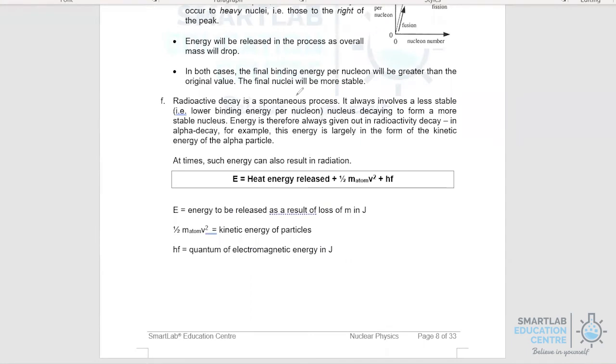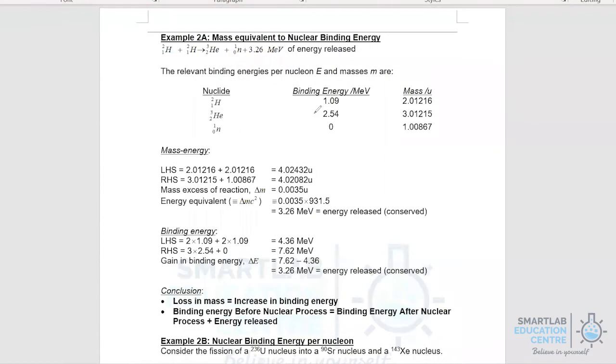So in both instances of nuclear fusion and nuclear fission, the energy released could manifest itself as heat energy, as kinetic energy of the daughter nuclei, or as electromagnetic radiation. So let us take a look at some examples. In the next example that we have, both the nuclei combine to form a helium nucleus and a neutron.